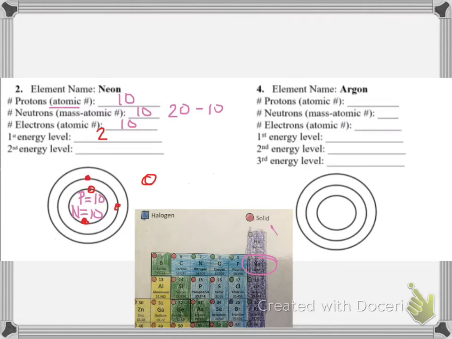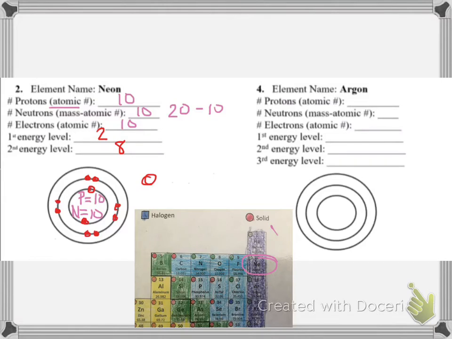Now we're going to continue from 2 to get to 10. 3, 4, 5, 6, 7, 8, 9, 10. 10 minus 2 is 8. That's how many are on that level. We also know it's 8 because that is the most that energy level can hold, and that's 2, 4, 6, 8 all the way around.